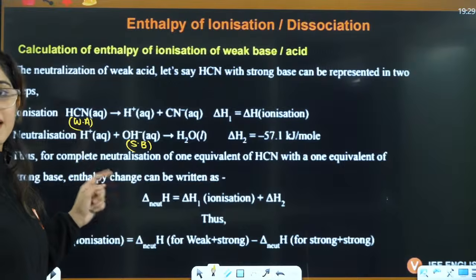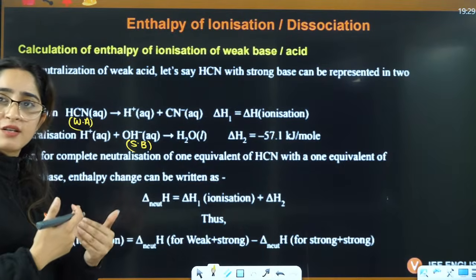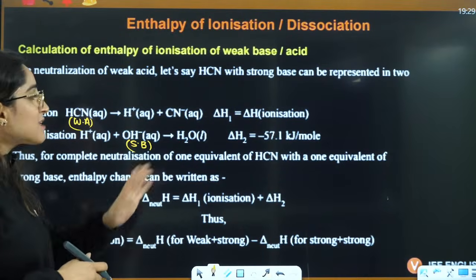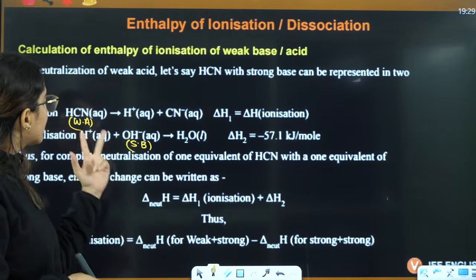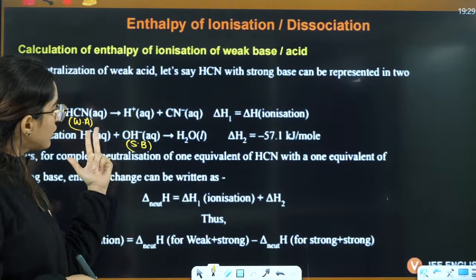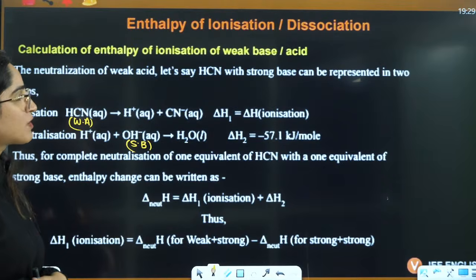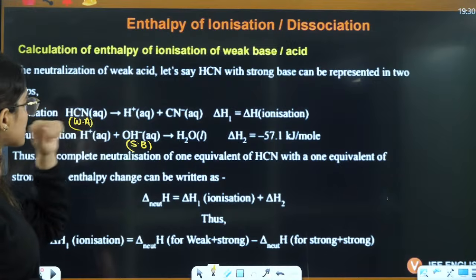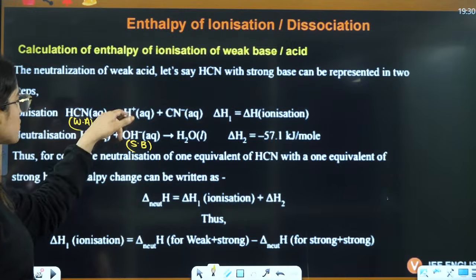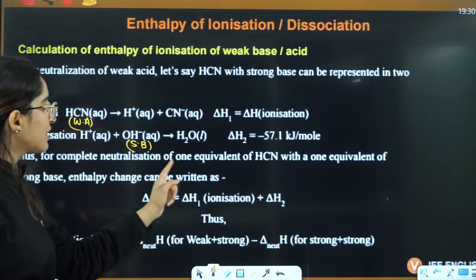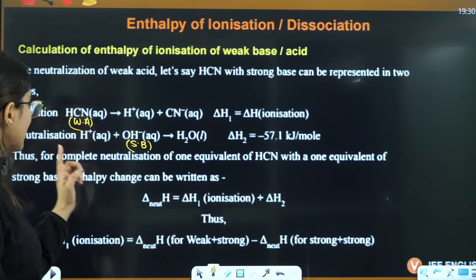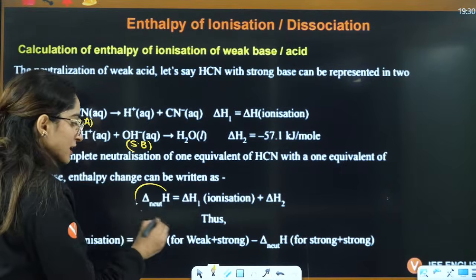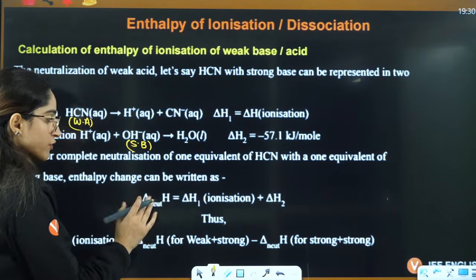For weak acid, I need to put more effort to ionize it. For strong base, I don't need to put any effort. For strong base, easily I have this. Now, when they combine, when they neutralize, they have minus 57.1 kilojoule per mole of energy. Overall reaction, for complete neutralization of one equivalent of HCN with one equivalent of this, enthalpy change will be written as delta H of neutralization for a weak acid.